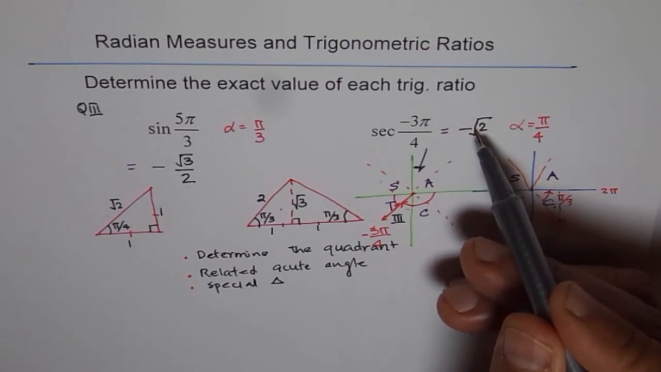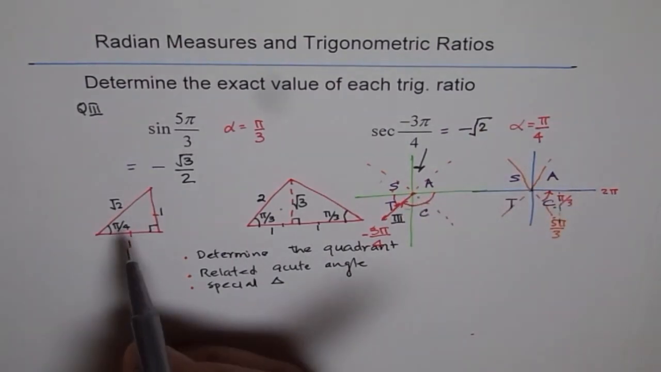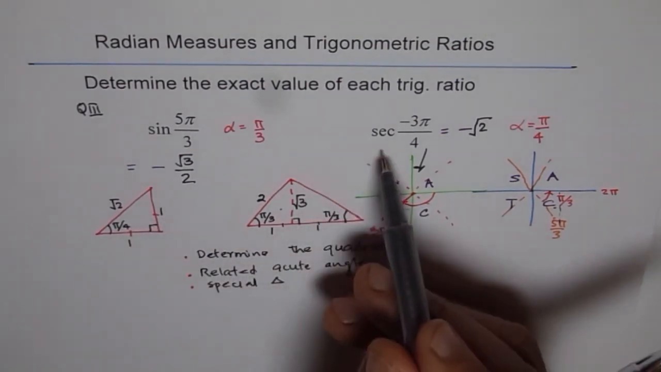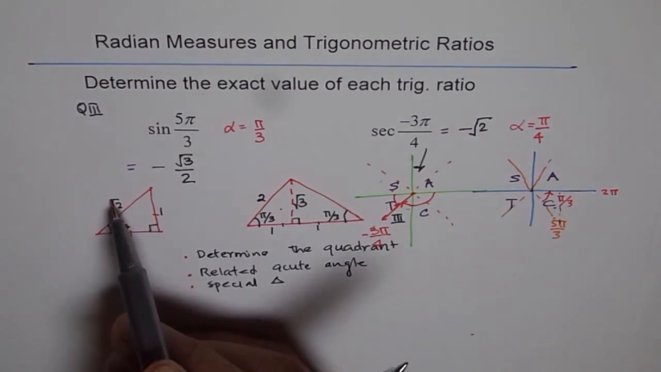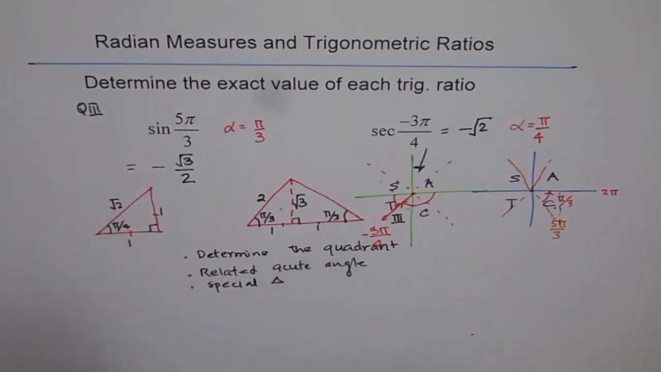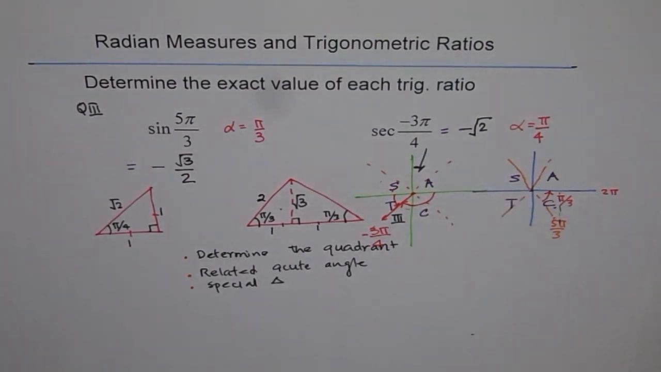To find the value, the related acute angle was found to be pi by 4. We made a special triangle to calculate the value of secant 3 pi by 4, and we found this to be hypotenuse over adjacent side, which is square root 2. So its value is minus square root 2. Correct? So that is the answer. Thank you.